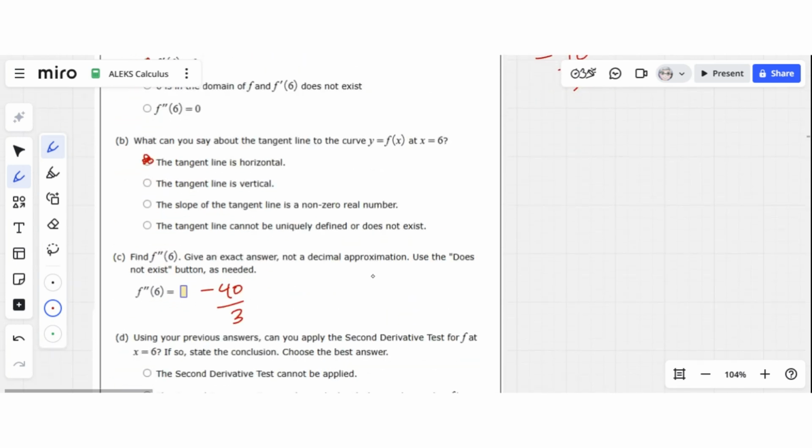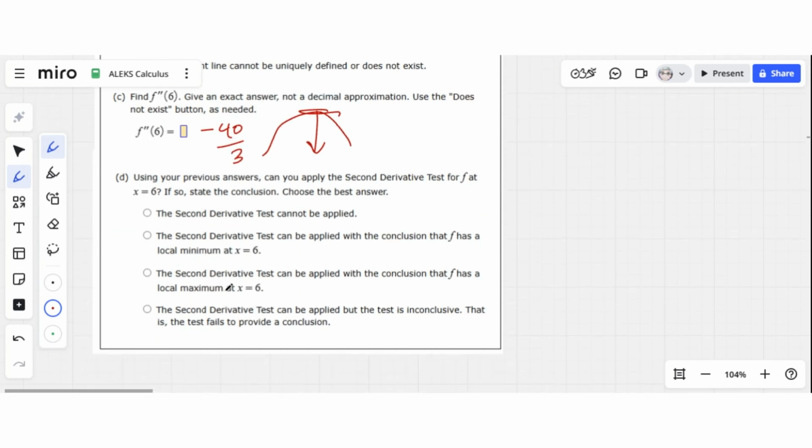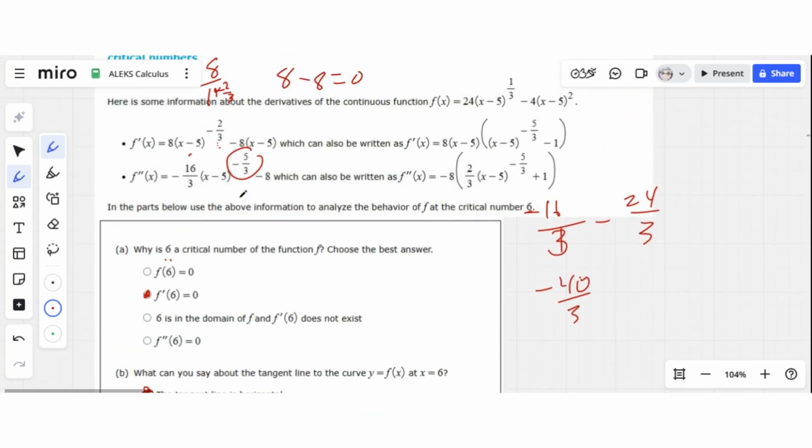If the second derivative is negative, that means the curve is concave down, and we are at a local maximum. So that's what we're going to choose in this last part of the problem. The second derivative test can be applied. We've got a second derivative, and at 6, it's a local maximum. So that is a little bit of work with applying the second derivative test.